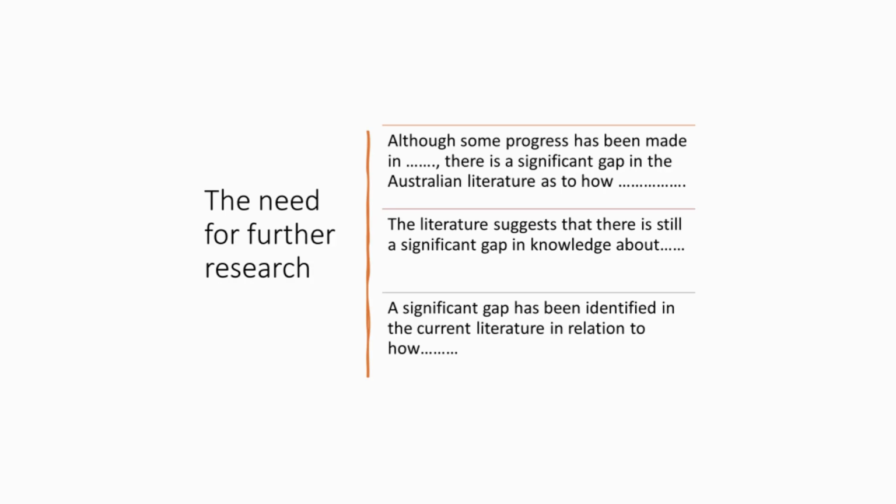When you get to the area where you need to talk about the need for the research, where you're starting to pick out the gaps, remember when I was talking about how important it is when you write your literature review to talk about your gaps as well. When you're talking about the need for future research, you can put it this way: although some progress has been made in this area, there is still a significant gap in the Australian literature as to how this thing is done. So now you're looking at the need for further research. You can talk about what the literature suggests, that there is still a significant gap in knowledge about these things, so therefore we need to do more research in the area.